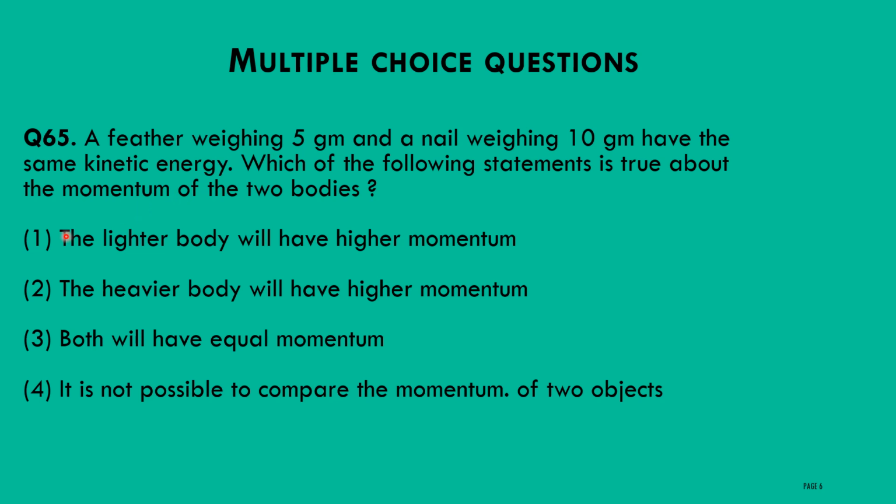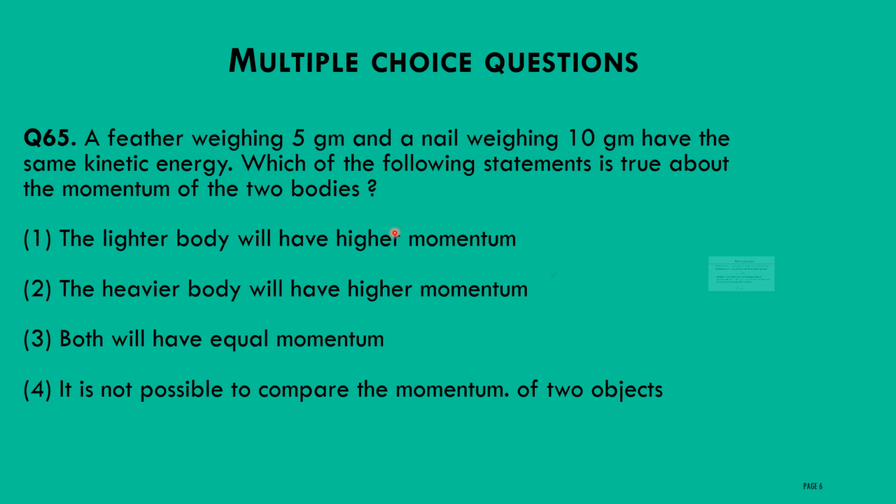Here first option is the lighter body will have higher momentum. Second one, the heavier body will have higher momentum. Third one, both will have equal momentum. Fourth one, it is not possible to compare the momentum of two bodies.